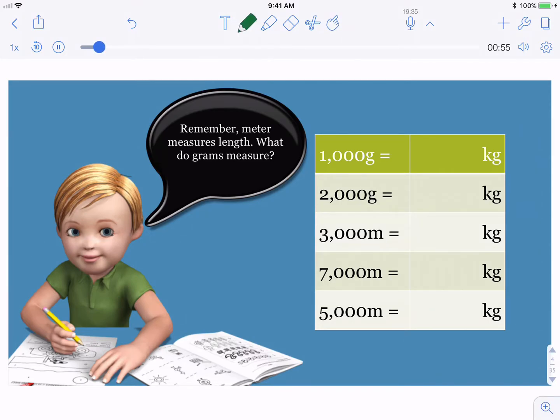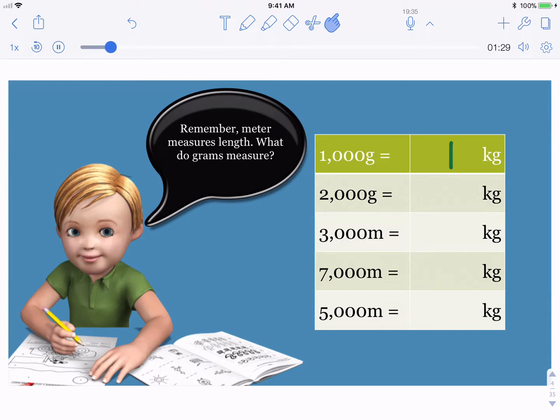Okay, remember meter measures length. What do grams measure? The video you just watched told you all about grams. What did it measure? We have another table here. 1,000 grams equals blank kilograms. 1,000 grams equals 1 kilogram.